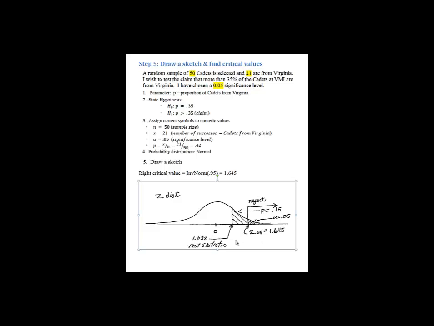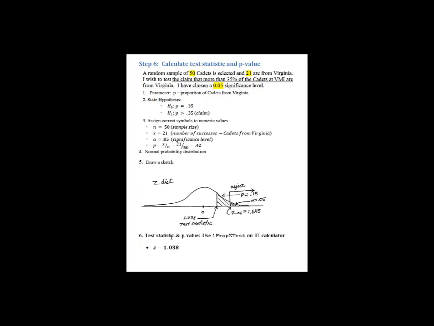Now the next things I'm going to need are my test statistic and my p-value. We'll get those in the next step, but I've displayed them all here already on the graph. The calculator function you're going to use is 1-PropZTest. Make it nice and easy, and we'll get a z value of 1.038. That's the test statistic.